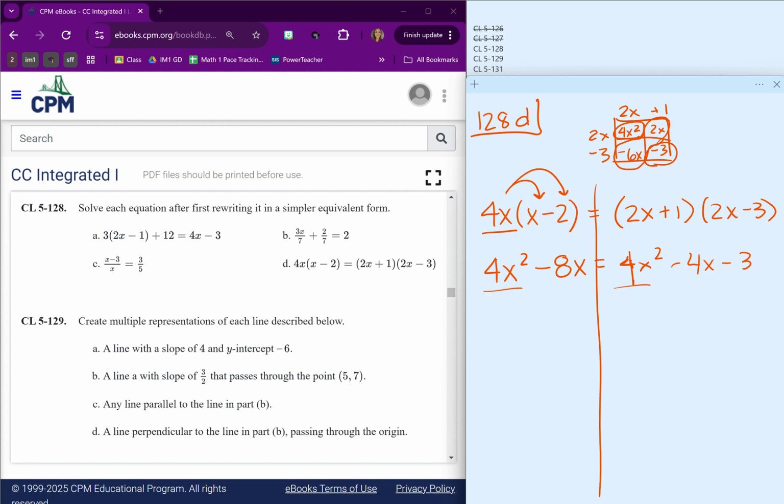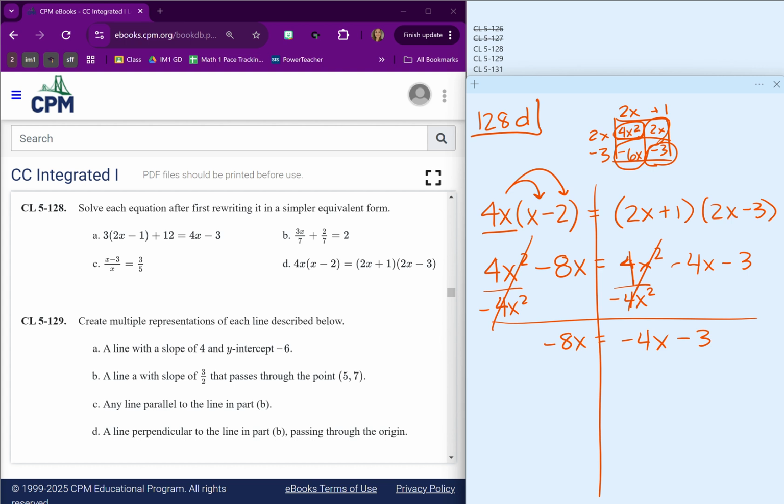Okay, I notice I have x squared terms on both sides. So to get rid of a positive 4x squared, I'm going to minus 4x squared. And what's so nice about that is it canceled out our x squared terms on both sides. Makes this a lot less complicated. You'll learn how to solve things with x squareds later.